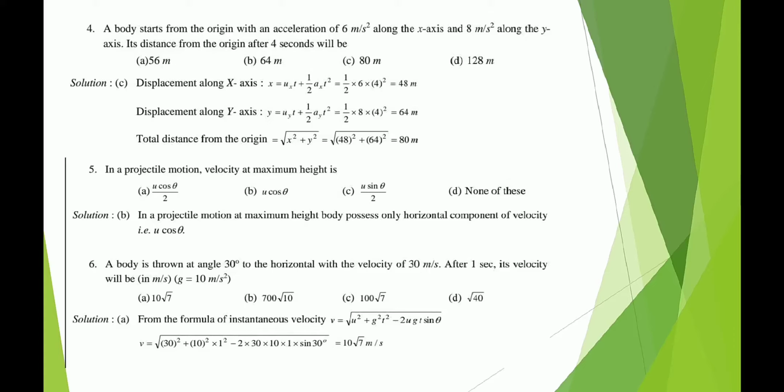Solution: displacement along the x-axis, x is equal to u x t plus half a x t square, which is half into 6 into 4 square, equal to 48 meter along the x-axis. Then displacement along the y-axis, y is equal to u y t plus half a y t square, which is half into 8 into 4 square, equal to 64 meter along the y-axis. Total distance from the origin is equal to root of x square plus y square, which is root of 48 square plus 64 square, equal to 80 meter. Option will be C.